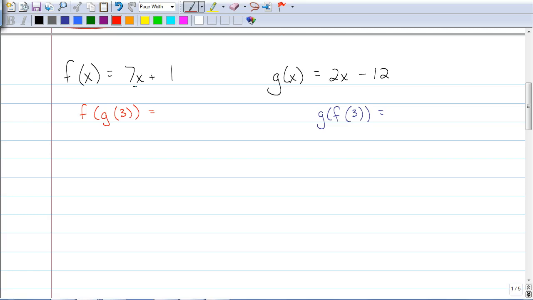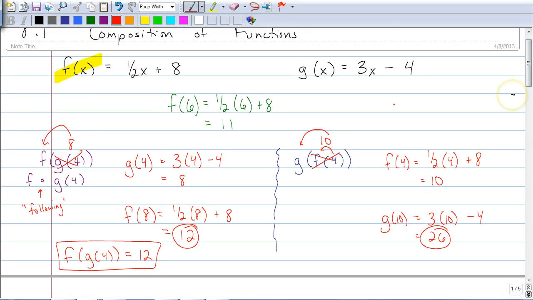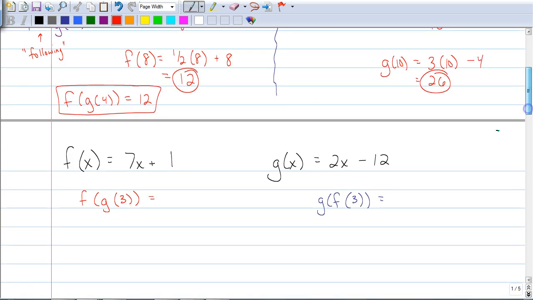Now some people get confused, and they say, well, wait a minute. How can function f change? A minute ago you were saying that f was 1/2 x plus 8, and now you're saying that f of x is 7x plus 1. Why do we have the same letter for two different equations? Remember, what we're doing is we're naming an equation. We're naming this one f, and we're naming this one g.